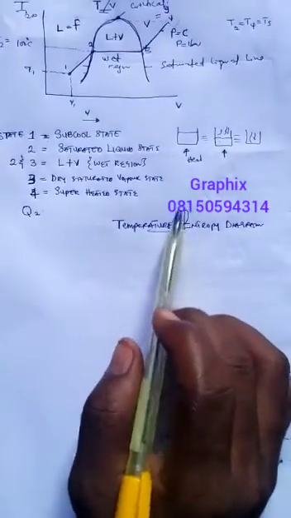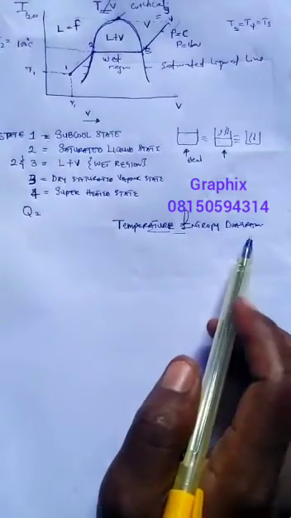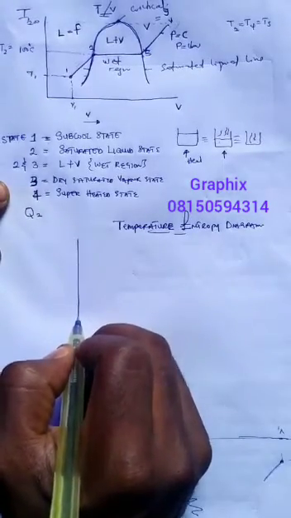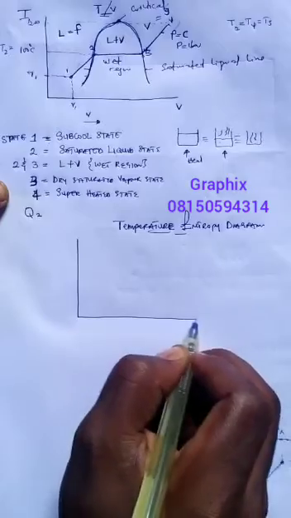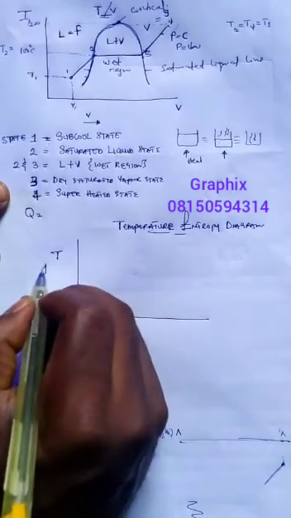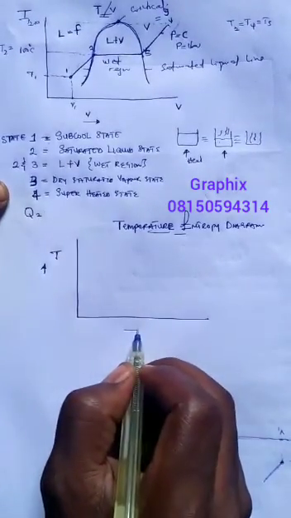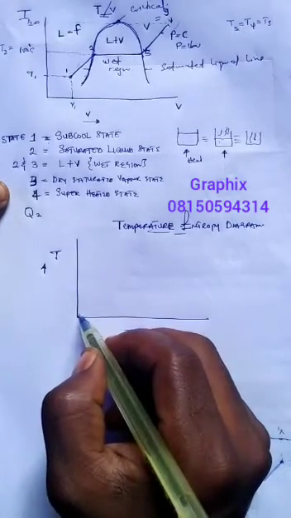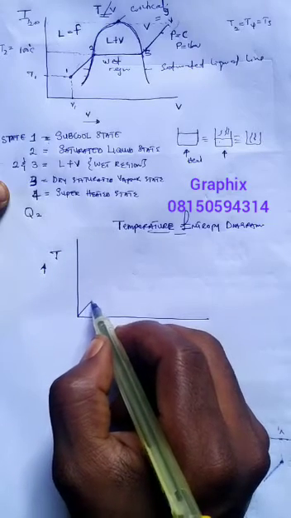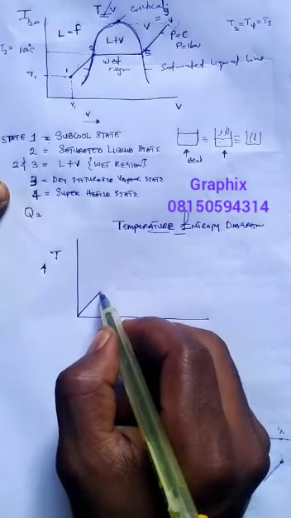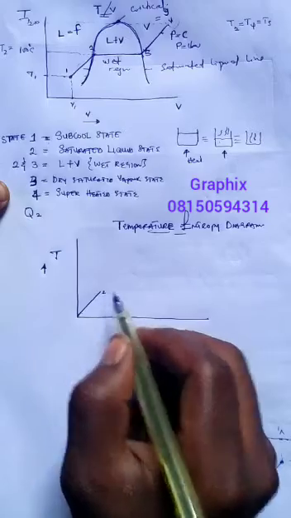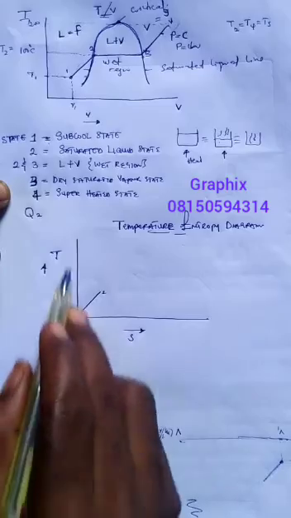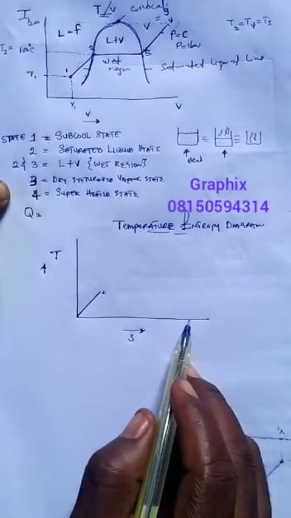Now, if we consider our temperature-entropy diagram, this is temperature. As it increases, the entropy also increases, right? So when the temperature increases from state 1 to state 2, what happened? Temperature will increase. When temperature increases, entropy will also increase, right?